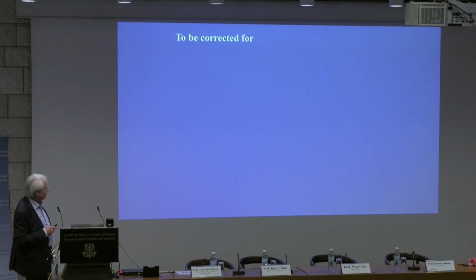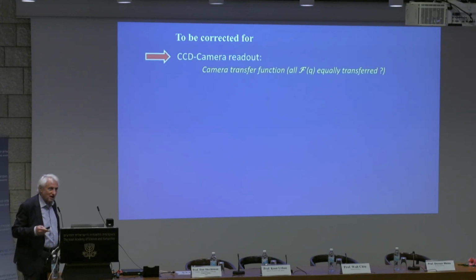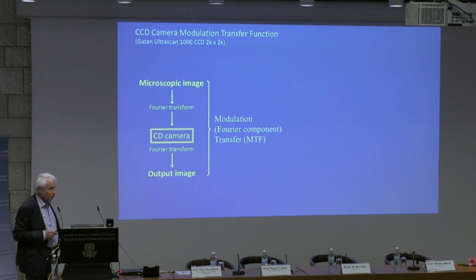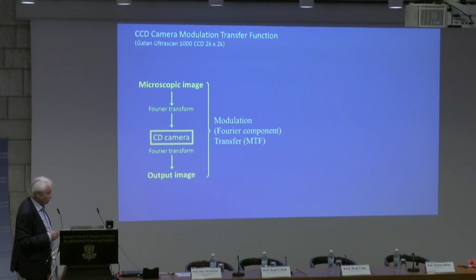So we have to correct for. These are the individual steps. Each is taking quite some time to go into detail, but that's not what we want to do here. Of course, the first thing is to look whether our CCD camera data are correct. That means we have to look whether the camera really transfers all the individual Fourier components of our image correctly.